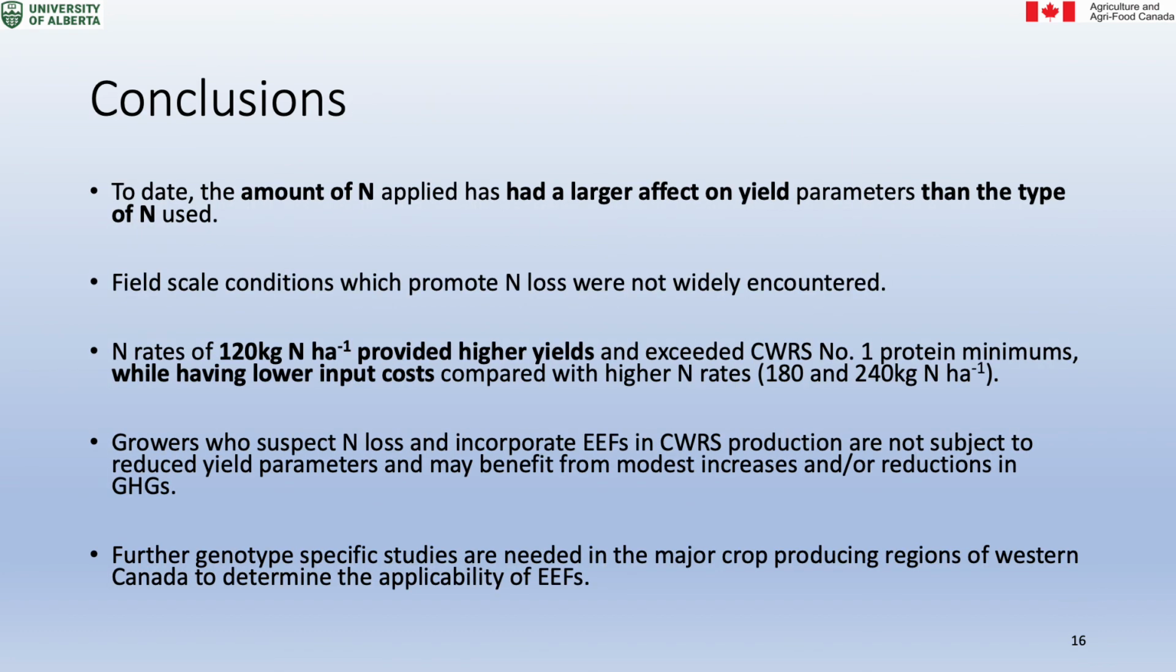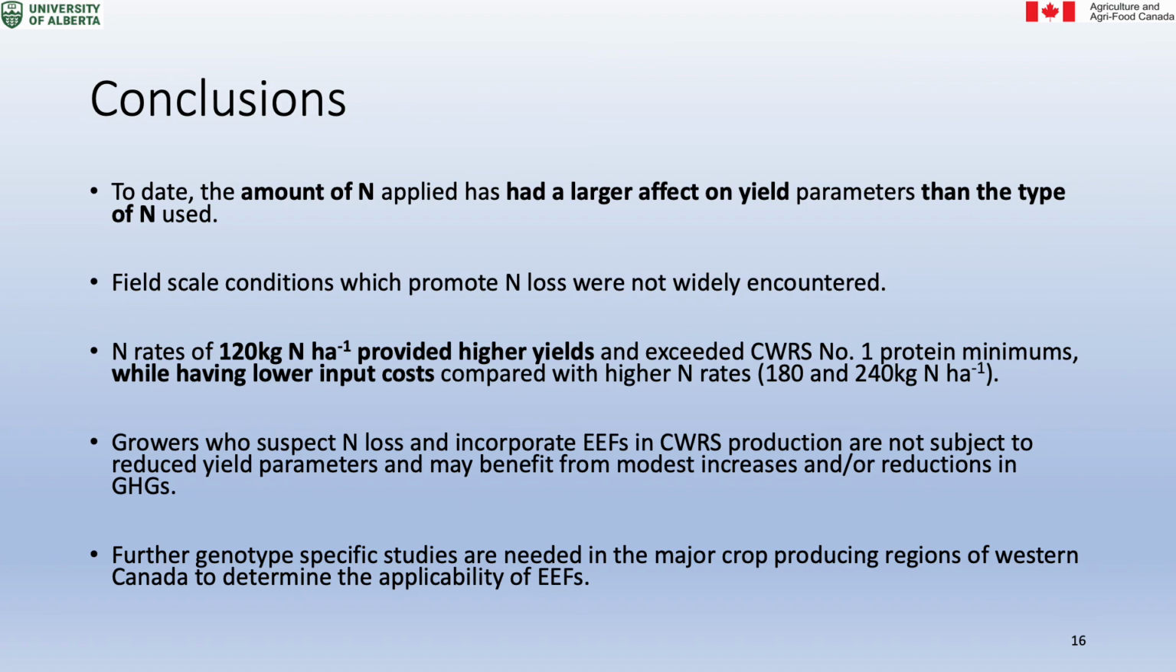To conclude, so far, the amount of nitrogen applied has had a larger effect on yield parameters in CWRS than the type of nitrogen used. The field conditions that these experimental plots have been exposed to did not widely promote nitrogen loss. Nitrogen rates of 120 kilograms of nitrogen per hectare provided higher yields and exceeded protein minimums in CWRS while having lower input costs compared to higher nitrogen rates.